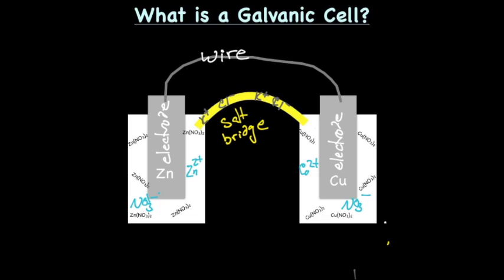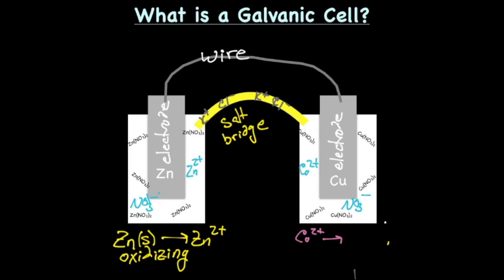Right, so here's the basic setup of a galvanic cell. In the beaker with the Zn electrode, we have the Zn solid going to Zn2+ portion of the half reaction, which is the oxidizing portion. And in the copper electrode beaker, we have the Cu2+ going to Cu solid portion, or the reduction portion of the half reaction.